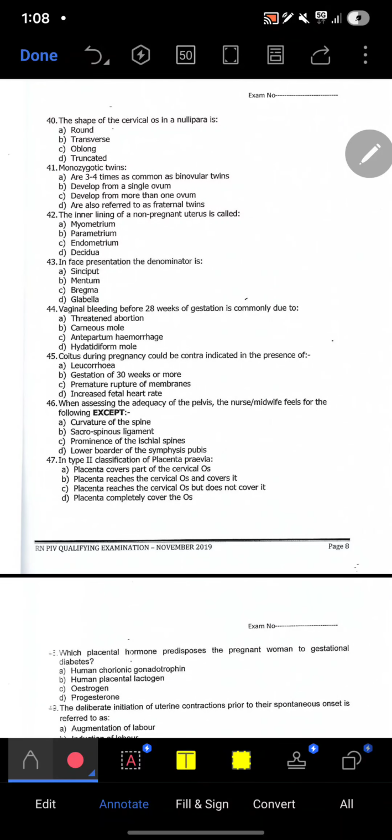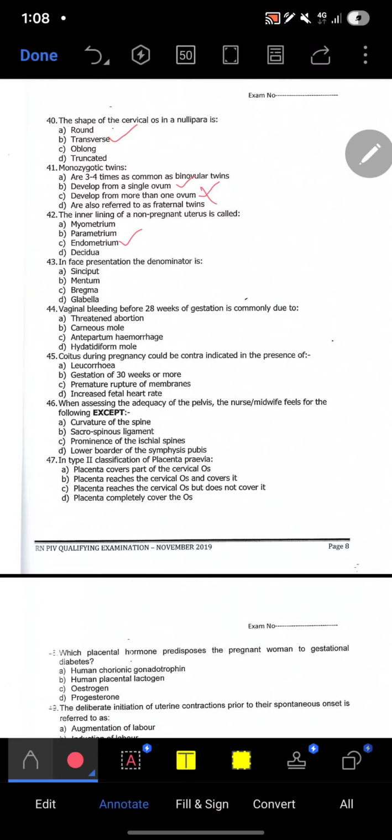40. The shape of the cervical os in nullipara is, the correct answer is B, which is transverse. 41. Monozygotic twins, the correct answer is B, develop from more than one ovum. Develop from a single ovum rather. 42. The inner lining of the non-pregnant uterus is called, the correct answer is C, which is endometrium.